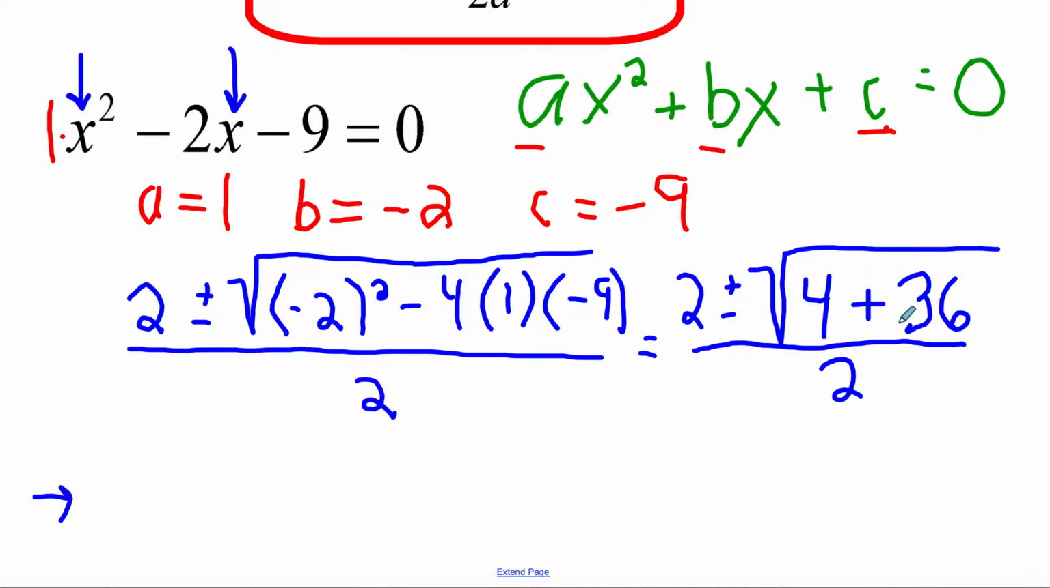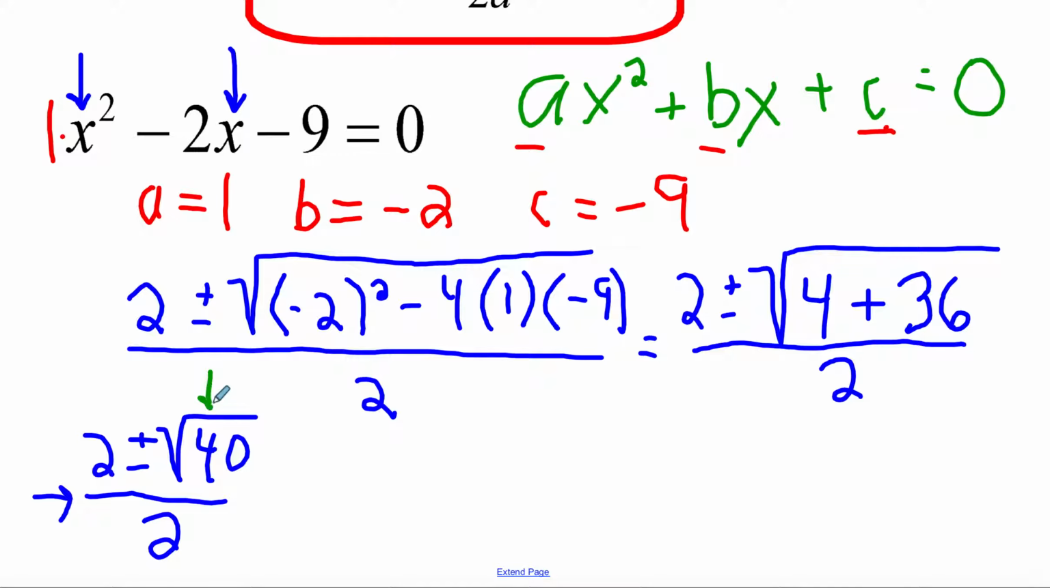So now I still need to do some work here. So 2 plus or minus root 40. 4 plus 36 is 40. All of that over 2. Now you would say, am I done? No, you're not. Why? Because this radical right here can be simplified. I need to simplify this radical first.